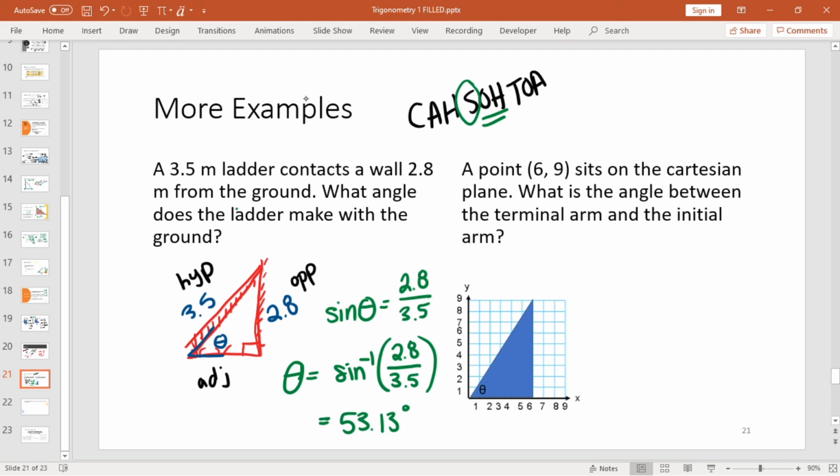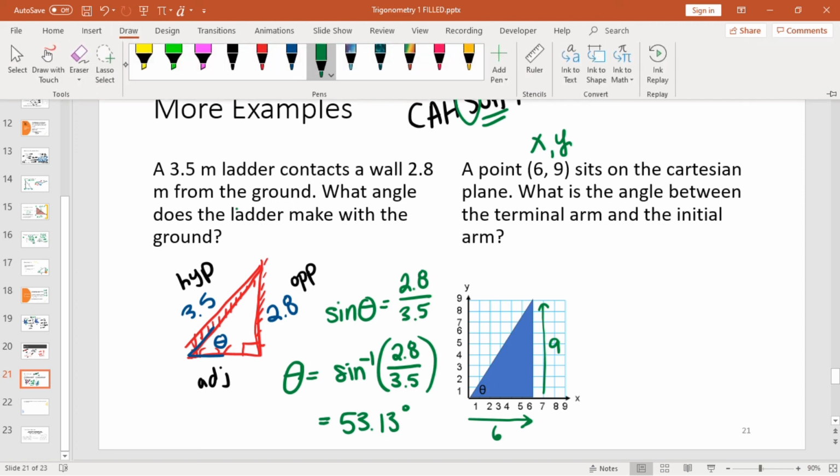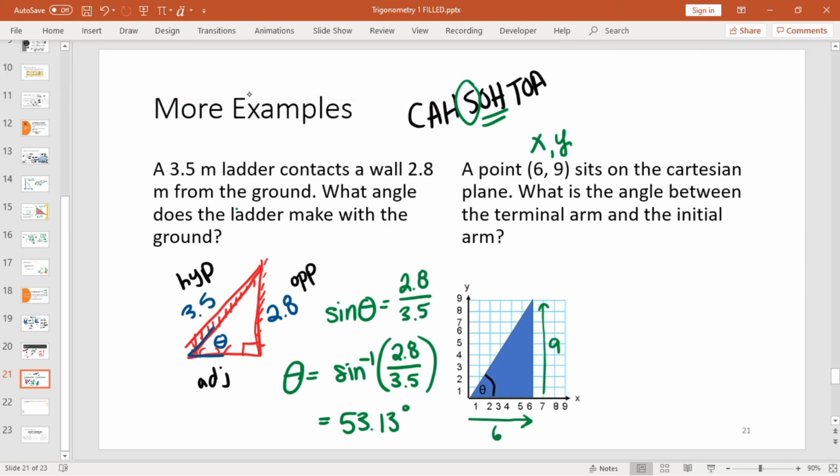All right, let's take it to the Cartesian plane. So a point 6, 9. We know that x, y is how we do coordinates. So we go over 6 in the x direction. That gives us 6 here. And we go up 9 in the y direction. So basically, we've defined a triangle. We're going to use this a lot in the next little bit. So we have an angle here. So 9 is our opposite, and 6 is our adjacent. And here's a hypotenuse that I don't care about as much.